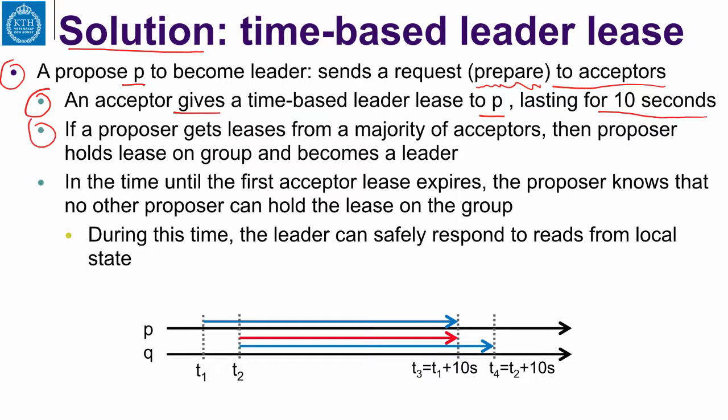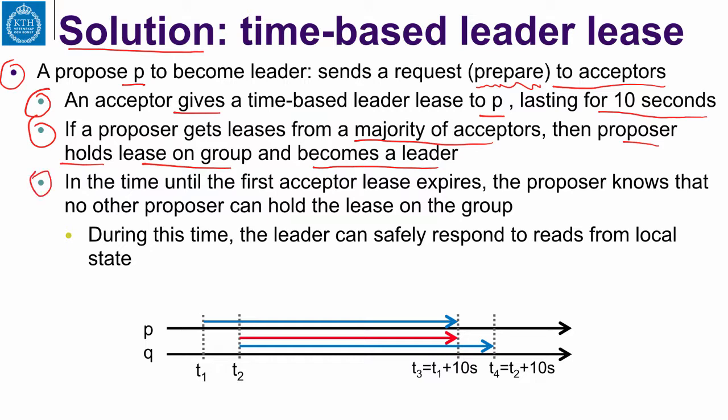And if a proposer gets leases from a majority of acceptors, then this proposer will hold the lease of this group and becomes a leader. Becoming a leader is conditional on a majority of acceptors accepting him for a period of time, for example, 10 seconds. That is the lease.